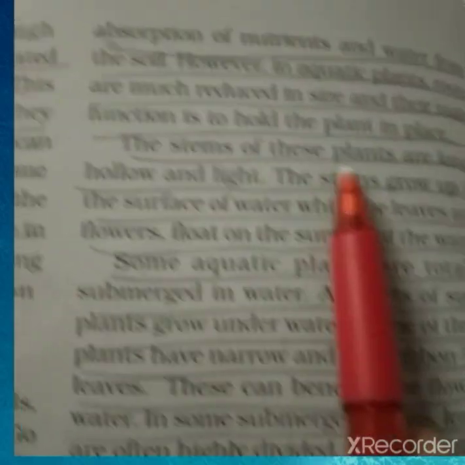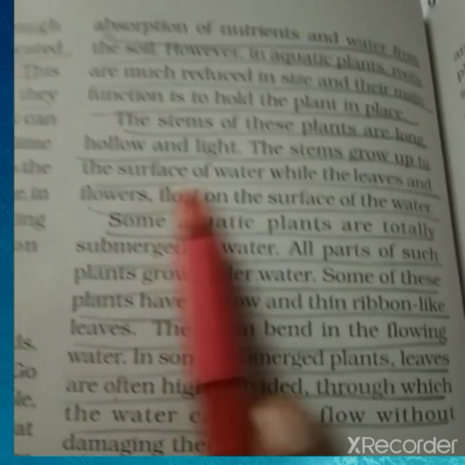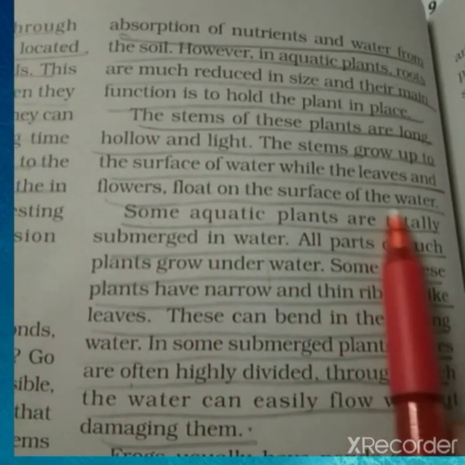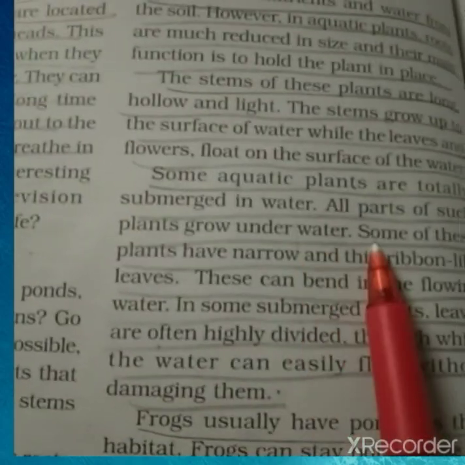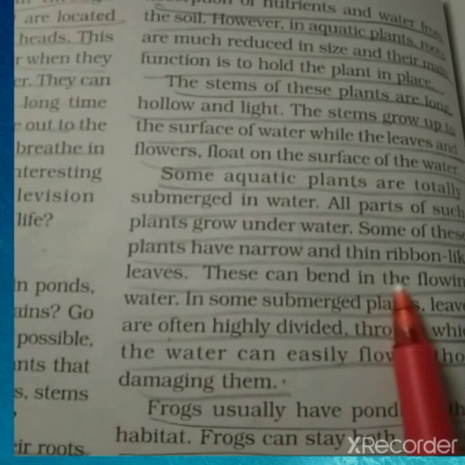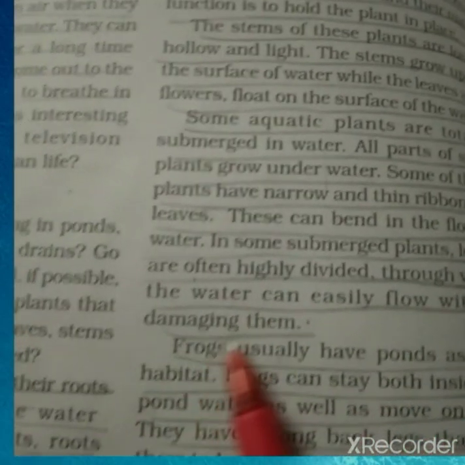Which plants? Plants which grow in ponds and lakes. The leaves and flowers float on the surface of the water. Some aquatic plants are totally submerged in water. All parts of such plants grow underwater. Some of these plants have narrow and thin ribbon-like leaves. These can be bent in flowing water, and in submerged plants, leaves are often highly divided through which the water can easily flow without damaging them.